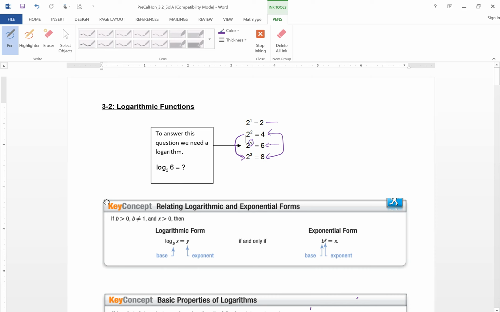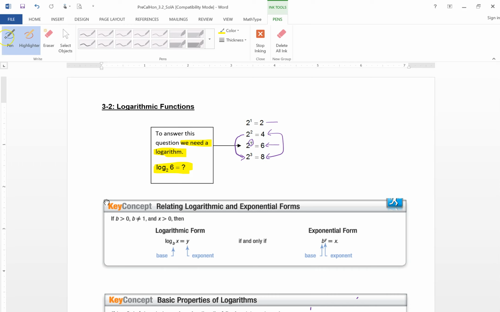What should I raise 2 to the power of in order to get 6? What exponent should I raise 2 to in order to get 6? Okay? That's what a logarithm answers. So to answer that question, we need a logarithm. And the question that we pose is in terms of a logarithm, and it's this. It says log base 2 of 6 is what?